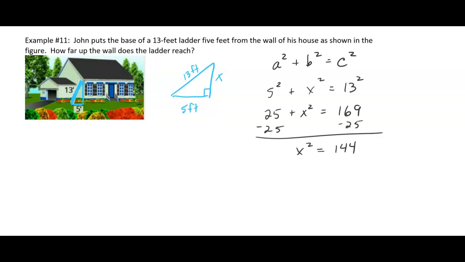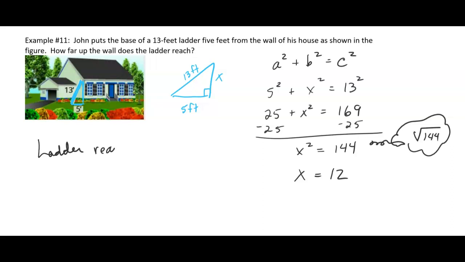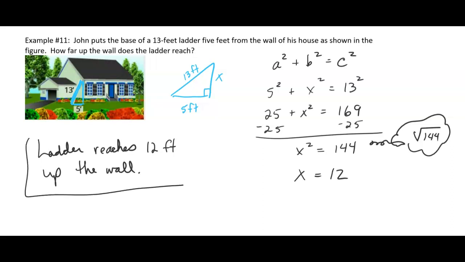So we're really thinking, okay, what squared would be 144? Or you can think in your mind, what's the square root of 144? So that's going to be 12. Okay, so how far up the wall does the ladder reach? Ladder reaches 12 feet up the wall. Okay, good to know. Maybe he's painting.